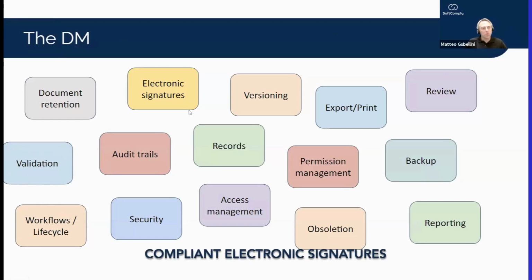Electronic signature, of course. If you go electronic, then you don't want to have to print the documents and sign them with a wet signature. It kind of defies the purpose. So electronic signatures are a must, and they have, of course, to be compliant with the applicable regulations. We have 21 CFR 11 as the gold standard. Although this is US specific, if you comply with that, you're pretty much fine in the rest of the world.